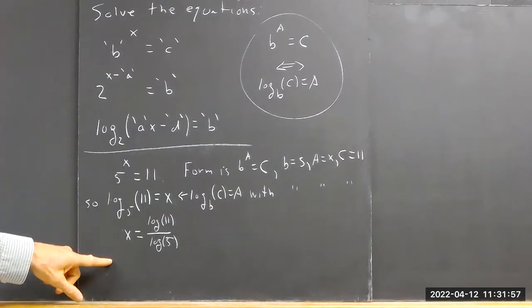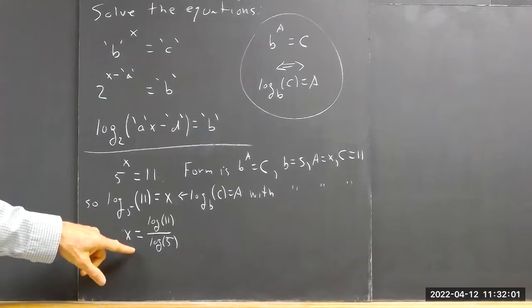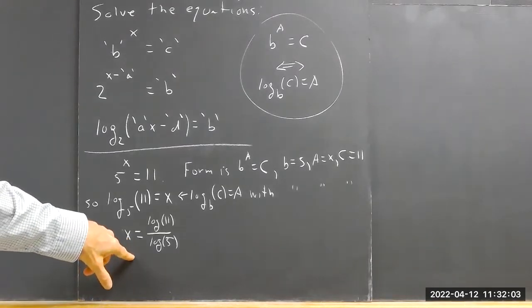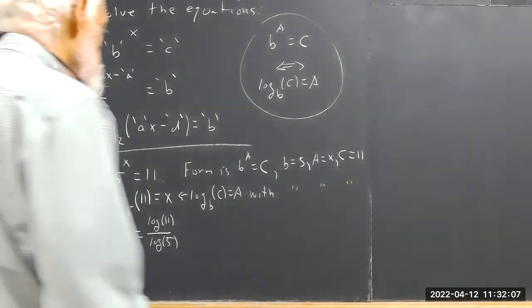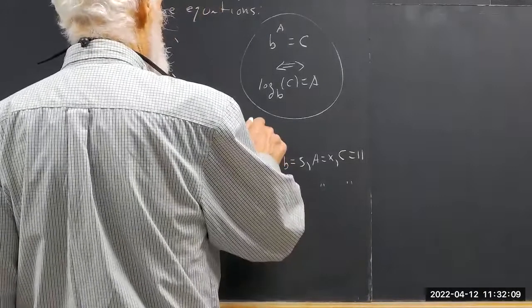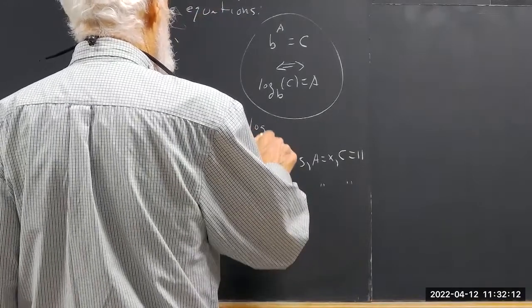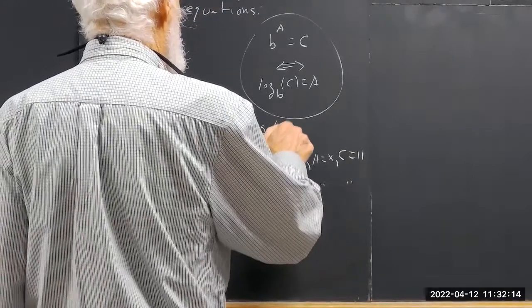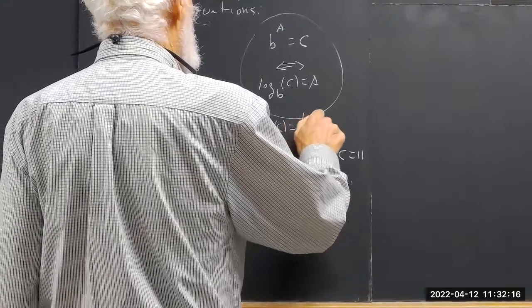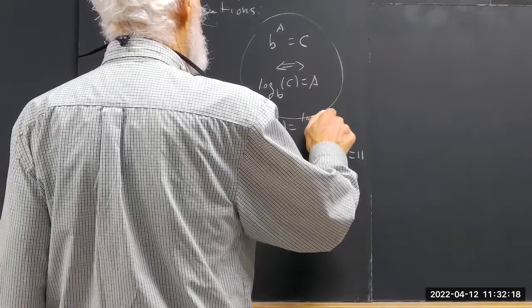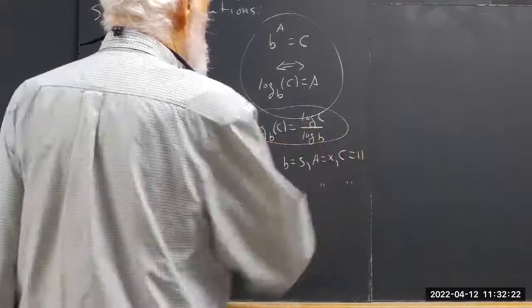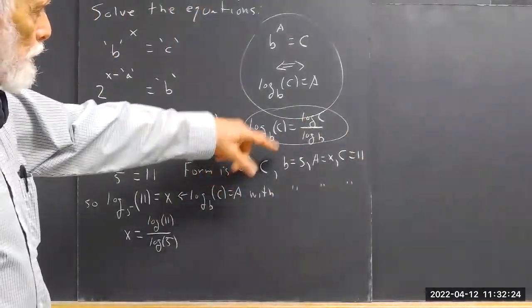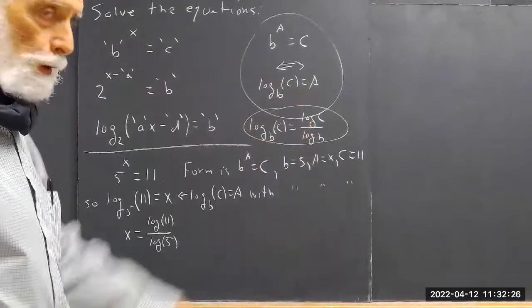Now, I didn't write this rule for you, because really you should by now understand this rule, or at least know this rule. But the rule is: log base b of whatever is the log of whatever over log of b.